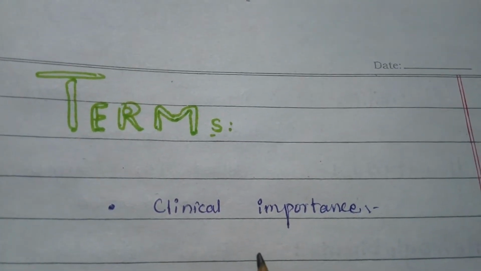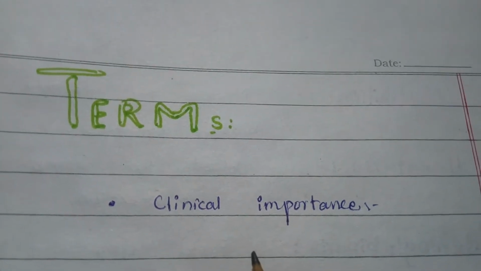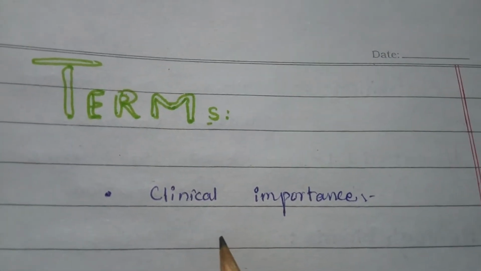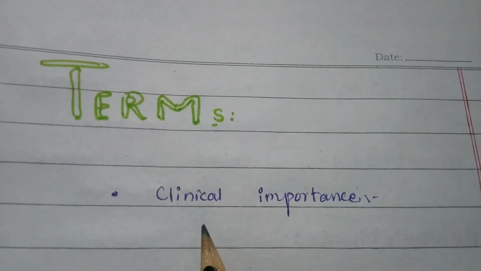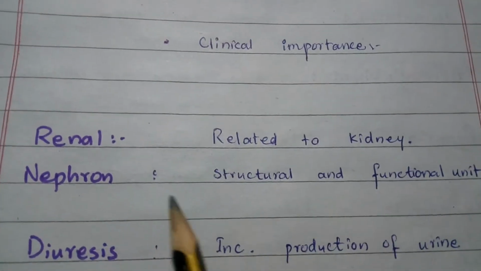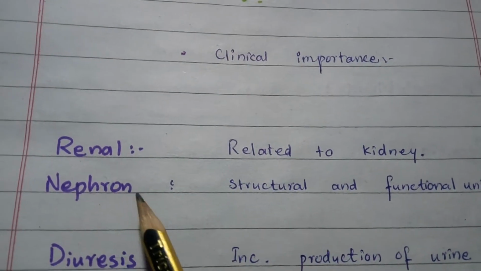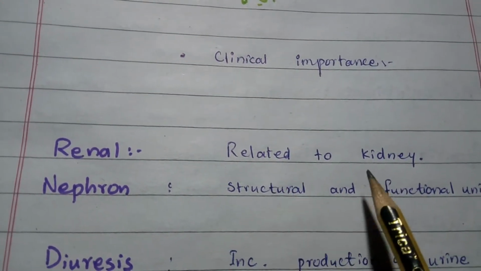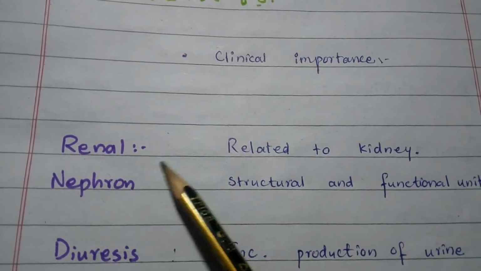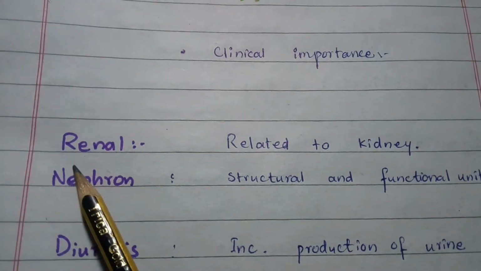As you are concerned with the physiology of the urinary system, you should know about these important terms. These medical terms have clinical importance. So let's start. Number one is renal. Renal is a Latin word. Its meaning is related to the kidney. The medical term used is renal.